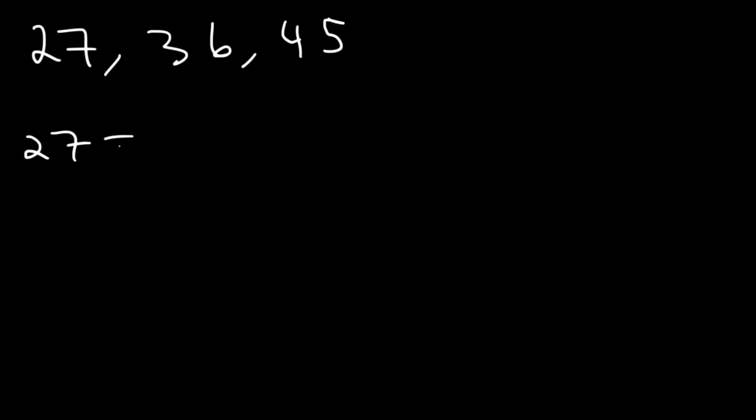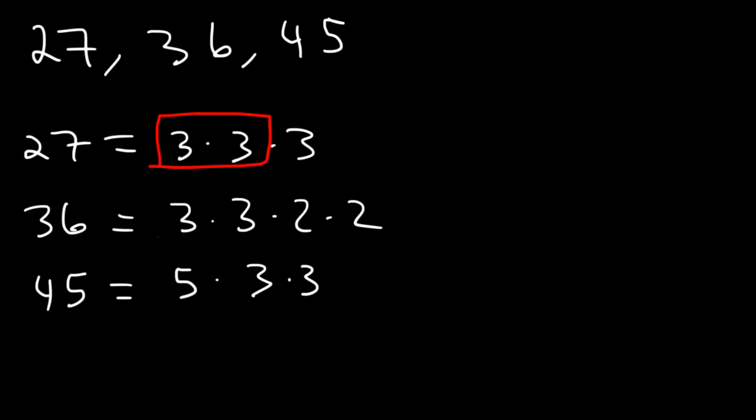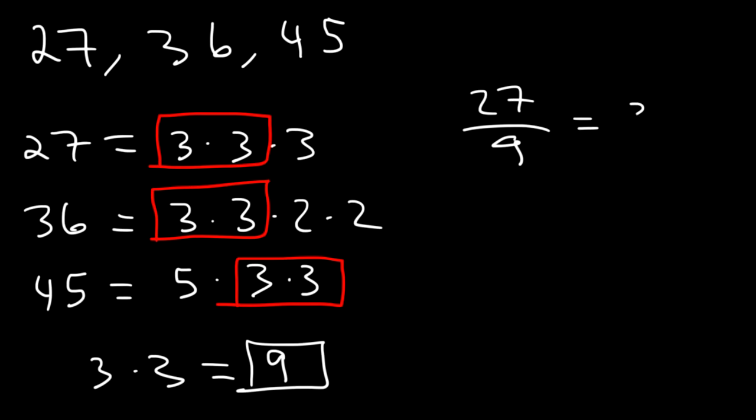Now, what is the greatest common factor between three numbers, 27, 36, and 45? So go ahead and try that. 27 is 9 times 3, and 9 is 3 times 3. So 27 is 3 to the third power. 36 is 3 times 12, and 12 is 3 times 4, and 4 is 2 times 2. 45 is 5 times 9, and 9 is 3 times 3. So all of these numbers have these two in common. That is 3 times 3. So the GCF between 27, 36, and 45 is 9. Each of those numbers are divisible by 9.